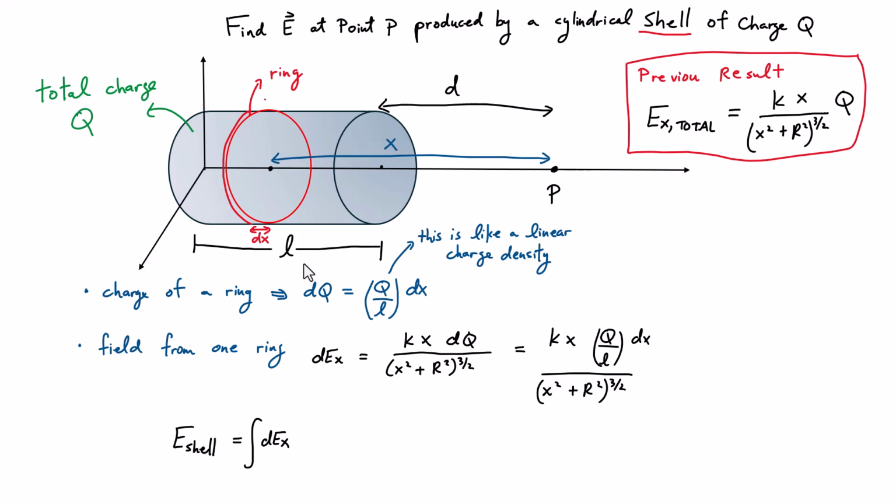Now we have to think about this a little bit. Once you integrate, these are going to be the limits of this integral. I'm going to integrate from d all the way to d plus L, right? That'll include all of the different rings that I'm considering that produce a field at this point. So all we're left with now is to evaluate this total field expression. We're going to go on the next page and finish this calculation.